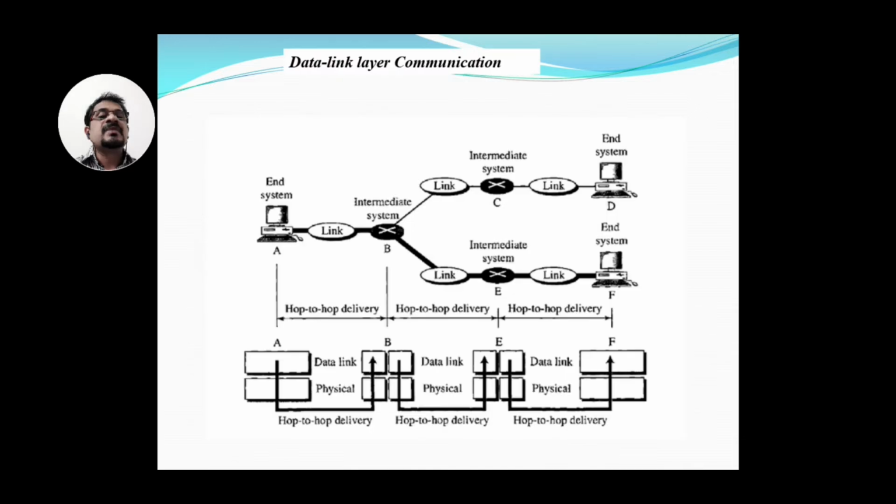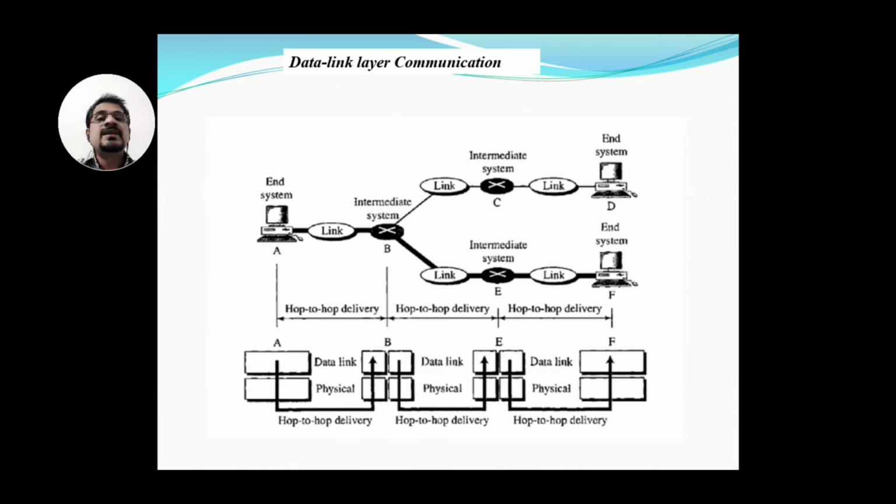Now let us see this diagram, which shows how communications happen at the data link layer. On the left-hand side there is one end system, which has to be connected to some routers, or it may be some switches, via links. It means one hop to another hop delivery.